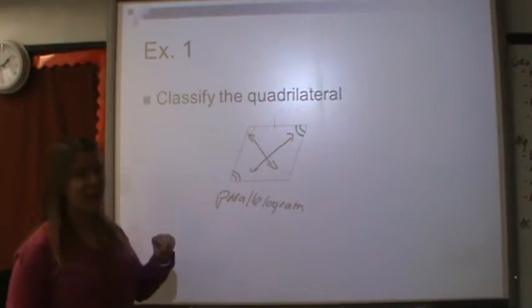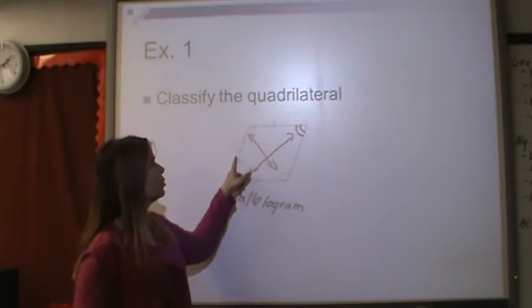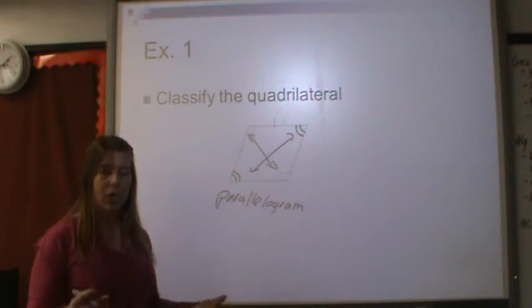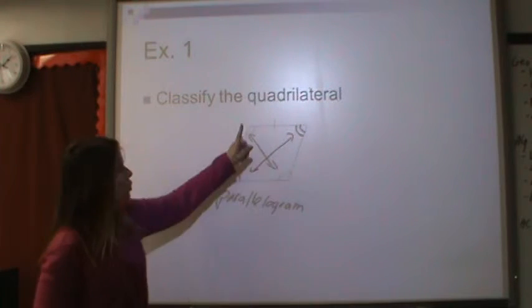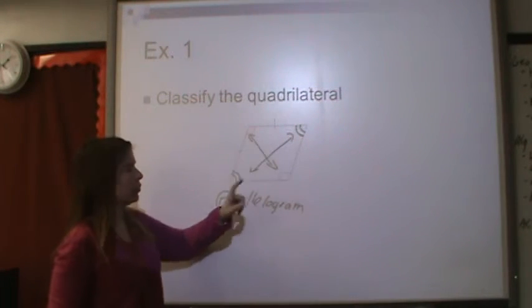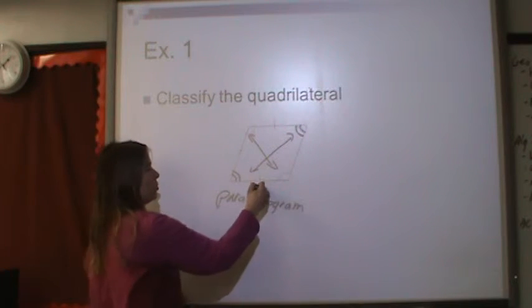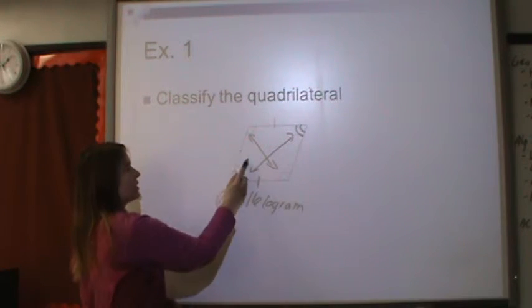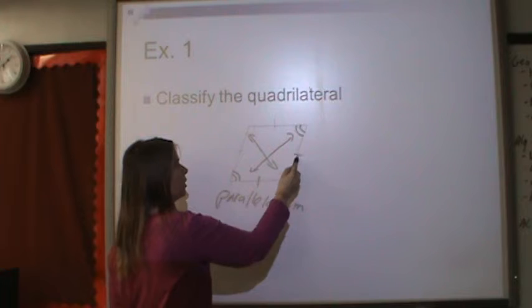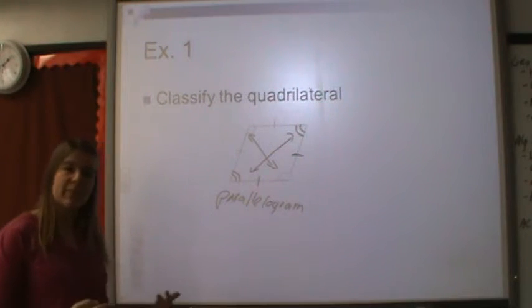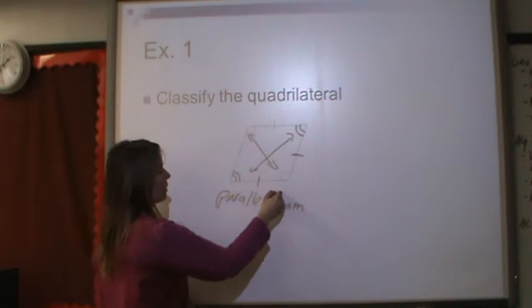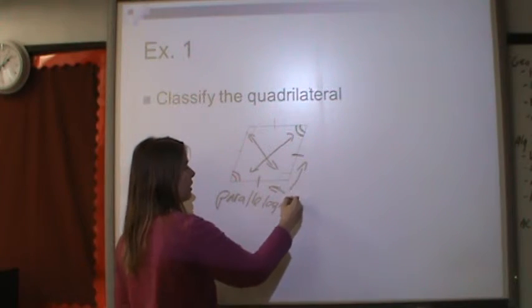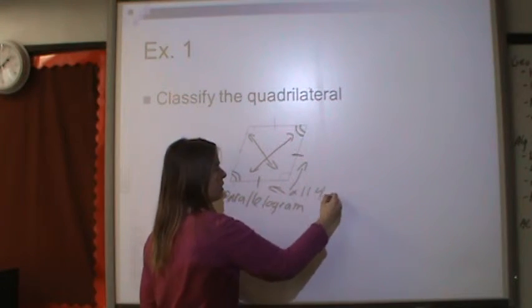But one thing I have not used yet is that I have these two sides marked congruent. In a parallelogram, I know opposite sides are congruent. So if this side is marked with 1 mark, that means this side is also a 1 mark. Same thing with this: the same way this side is marked, I can mark its opposite side because I know they are the same length.